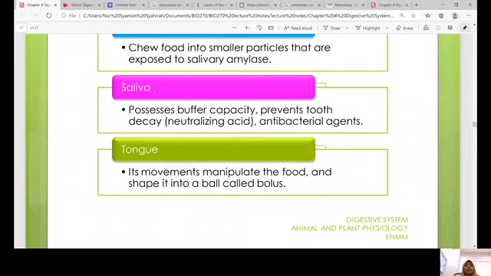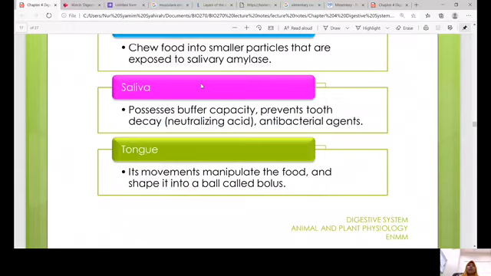besides having the amylase enzyme to help digest the carbohydrate, saliva also possesses buffer capacity. Saliva keeps your oral cavity at a pH of 6.2 to 7.6, where the average is normally 6.7, which is near to neutral. Neutral is pH 7.